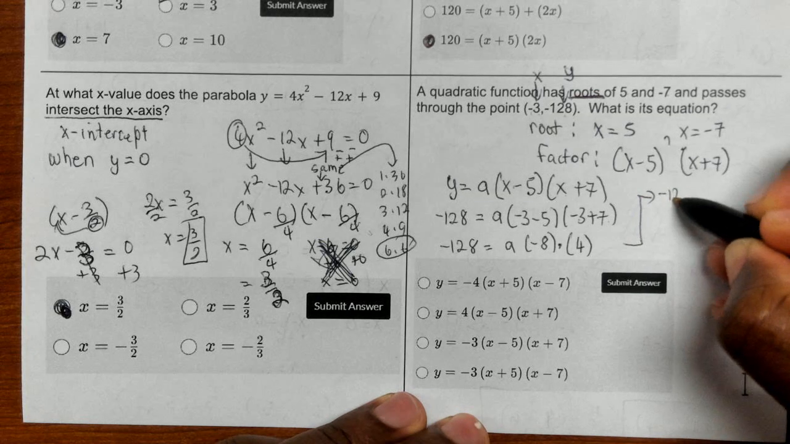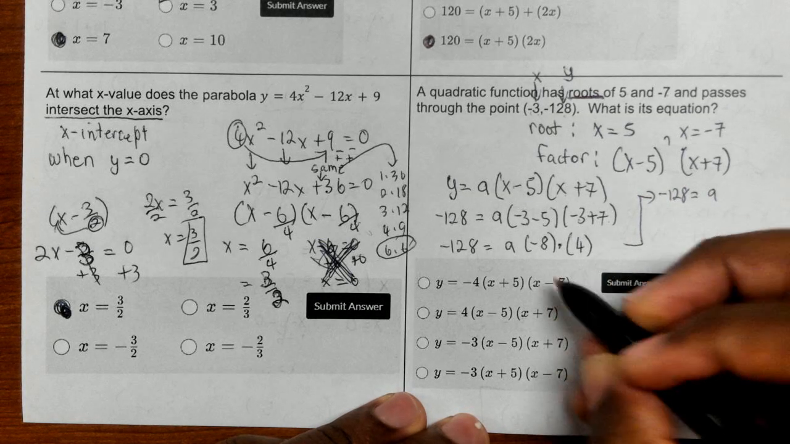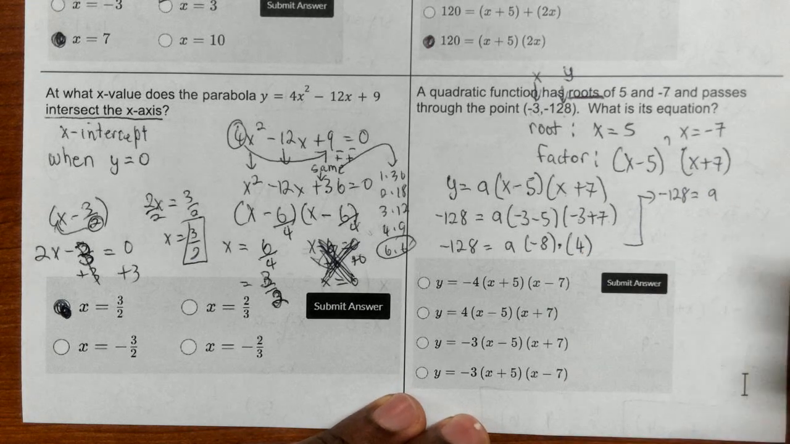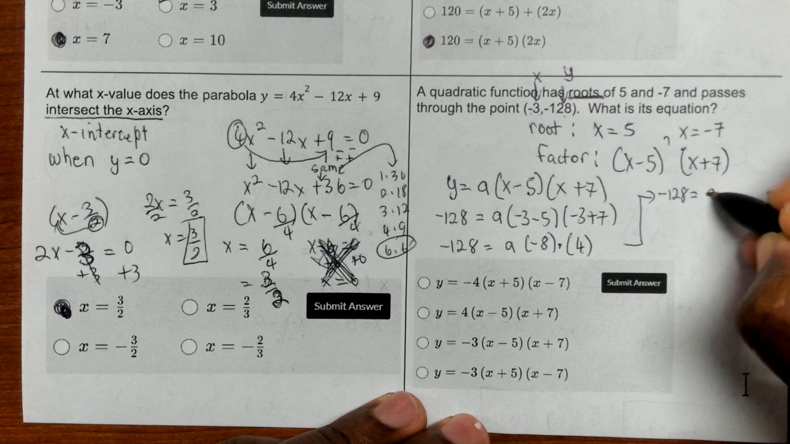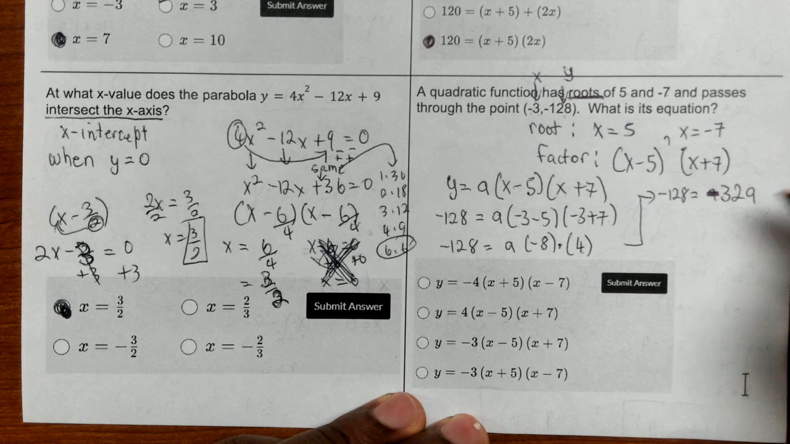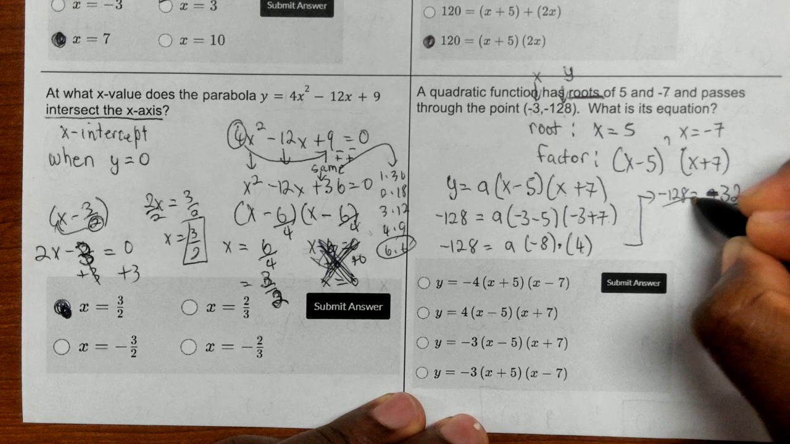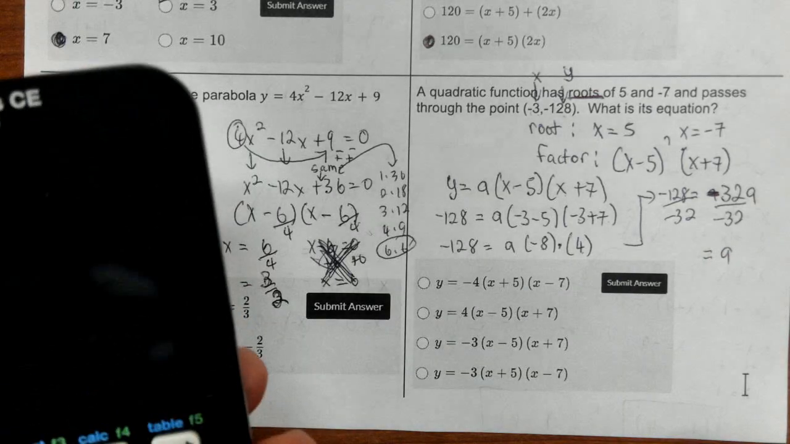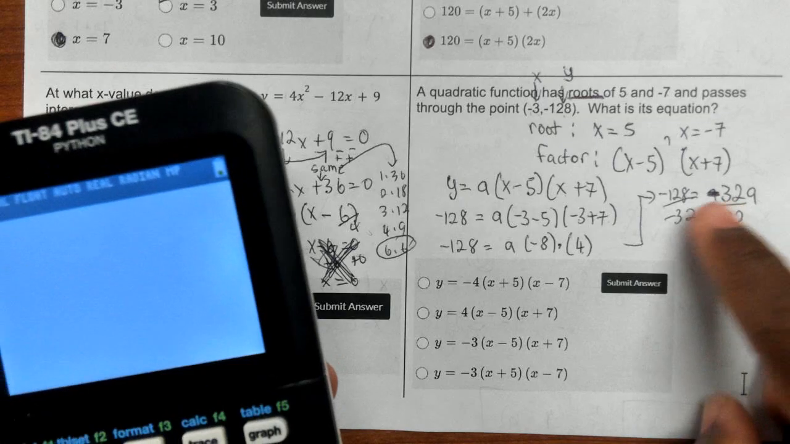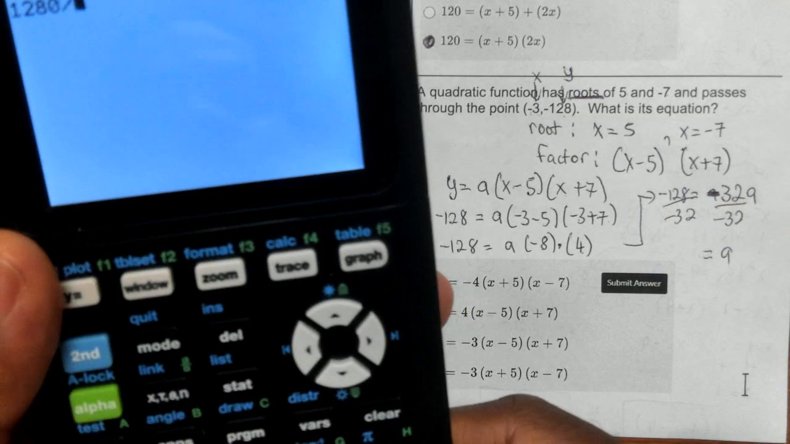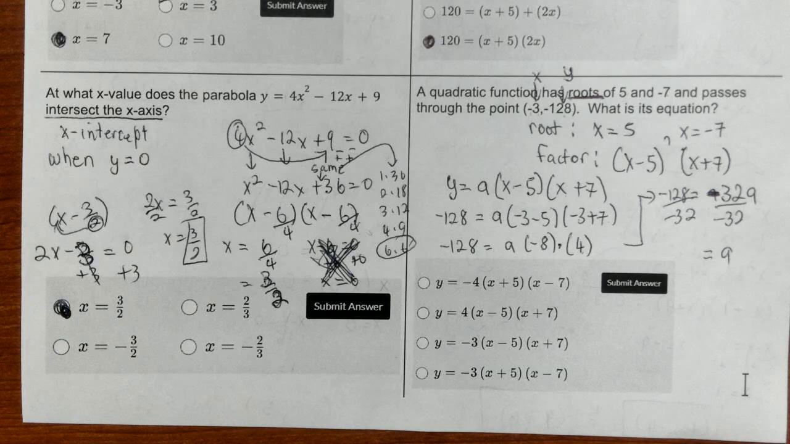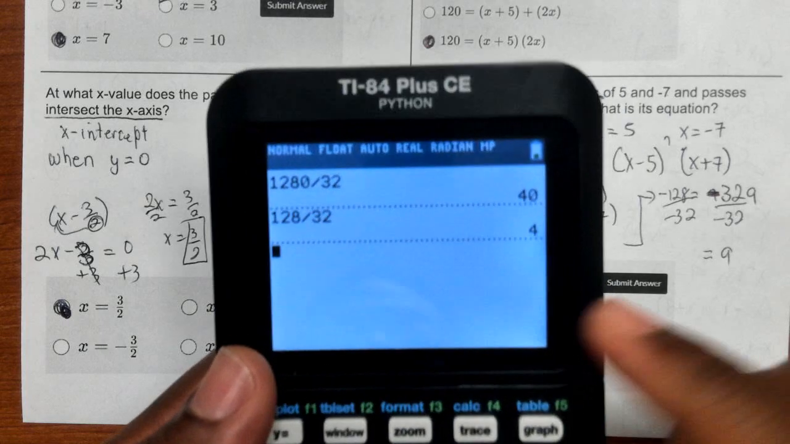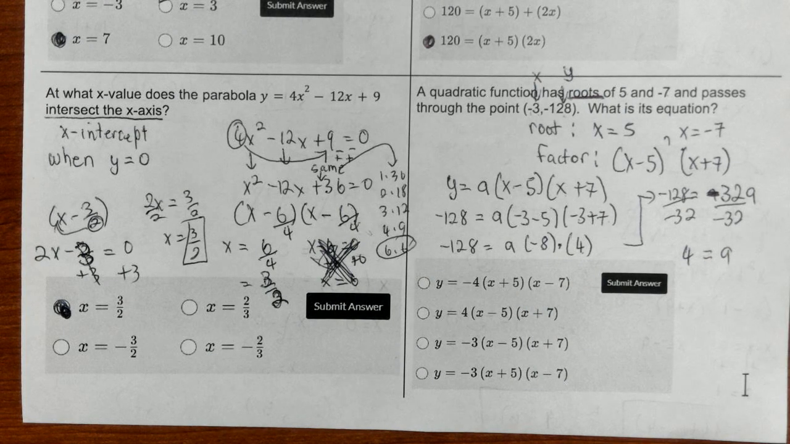So I end up having negative 128 equals A, parentheses, negative 8 times 4 is negative 32. So I actually have negative 32A. So now divide by negative 32. A is equal to, firstly, a negative divided by a negative is a positive. But 128 divided by 32 would be, oh, I put too many zeros. Yep, it would be 4. Okay? So your A value is 4.